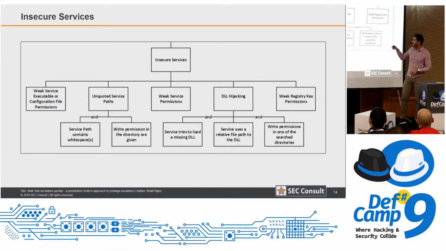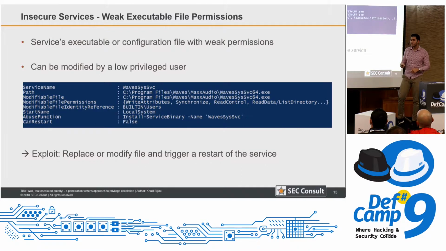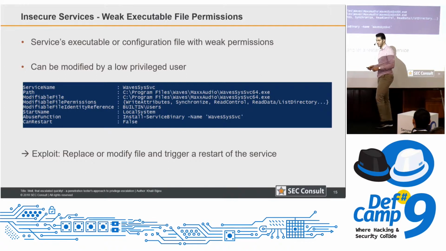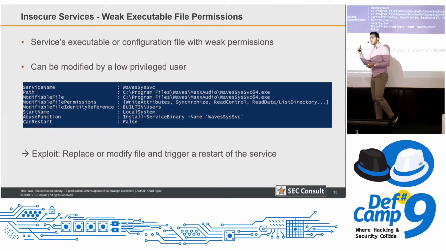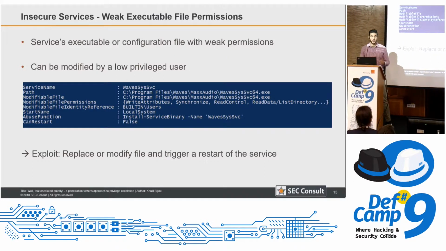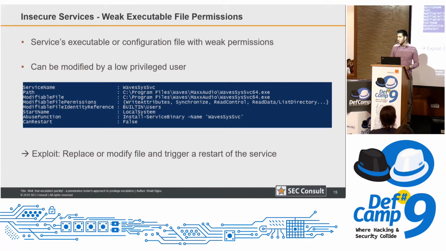As you can see in the third row, for instance, for unquoted service paths, we have again two conditions, and we will talk about it in the next slides. So the first method or technique is the weak executable file permissions. As we said, every service has an executable file that it runs. What we could try to search for is to find an executable file that runs in a high-privileged service that we can modify.